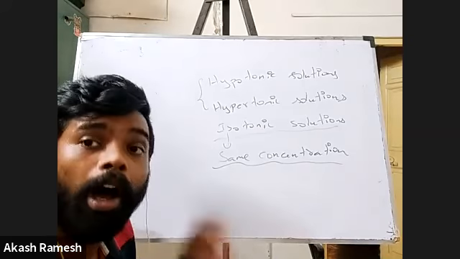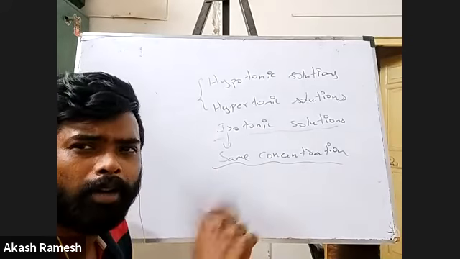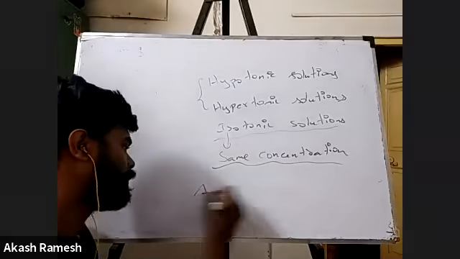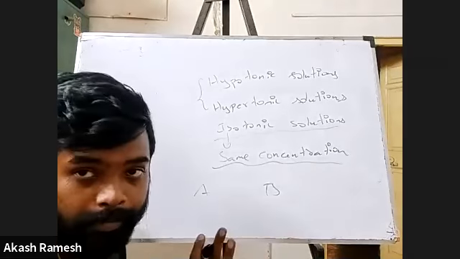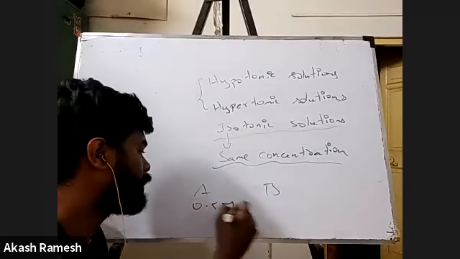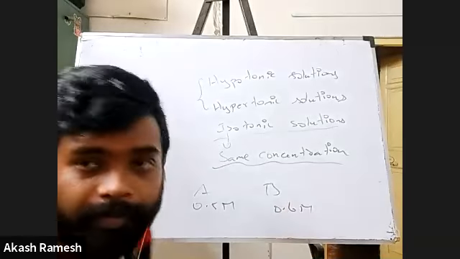The concentrations are not going to be the same. Now let us talk about this. I have two solutions A and B, both the same solute, same solvent. So assume that this is 0.5 M and this is 0.6 M.